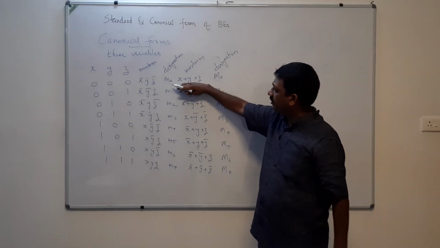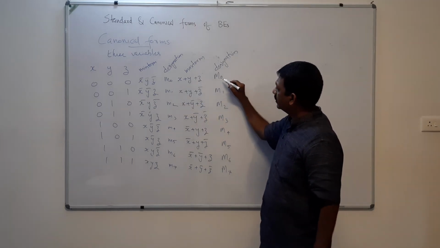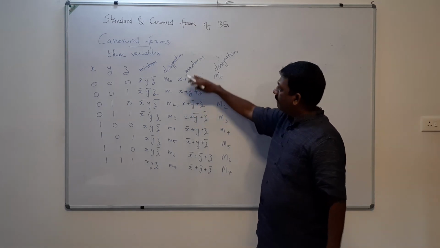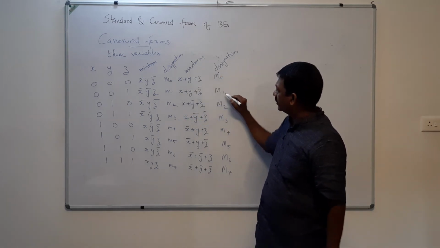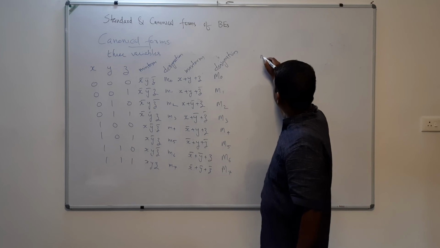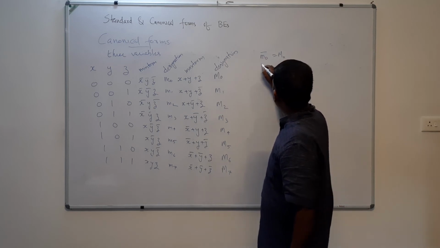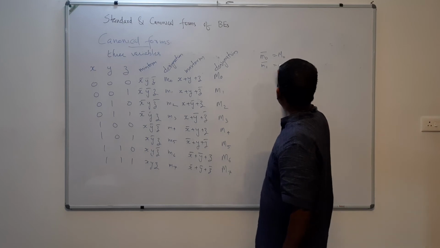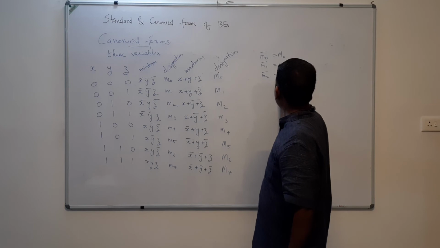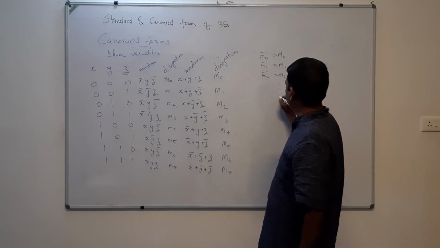The max term x plus y plus z is represented as capital M0. This next one is represented as M1. Actually, the complement of m0 is M0, the complement of m1 is M1, the complement of m2 is M2, and so on.